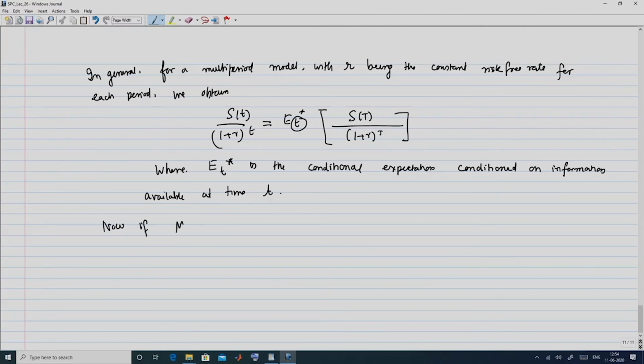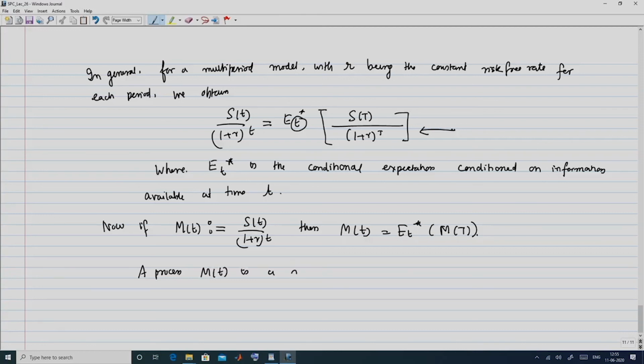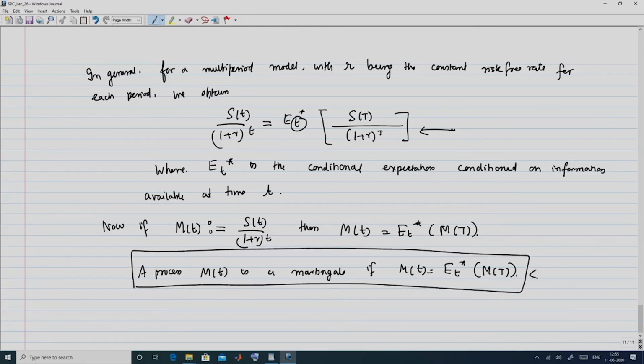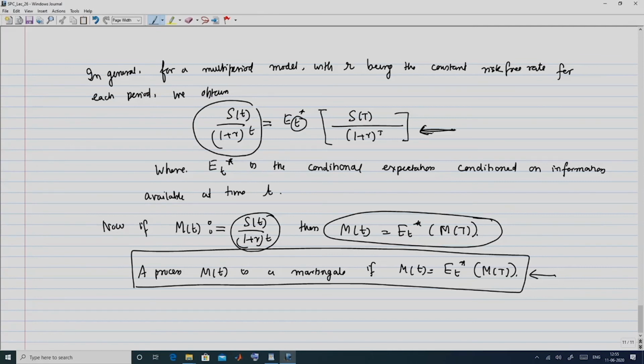Now, if we introduce the notation m of t as S of t divided by 1 plus R raised to t, then from here we get m t is equal to E t star of m of capital T. And a process m t is a martingale if m t is equal to E t star of m of T. So, a martingale process is defined to be a process which satisfies this property, and if I choose my m t to be this expression, then the above expression reduces to this definition of martingale, and hence the discounted stock price process is a martingale.